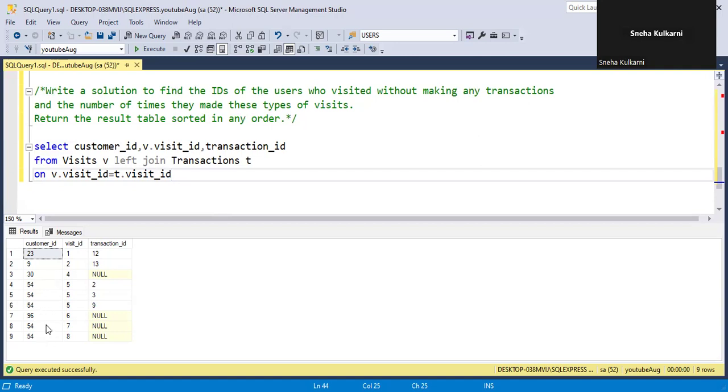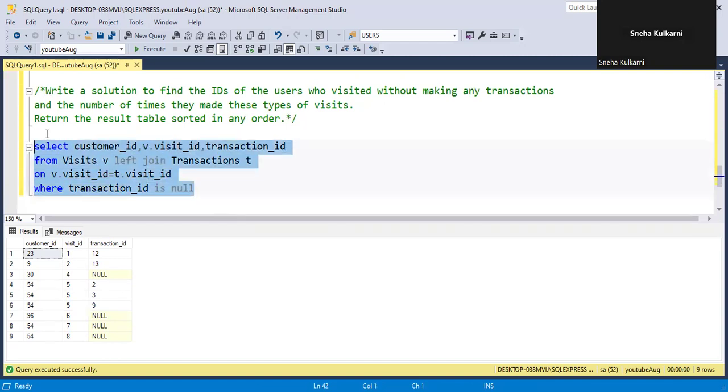Same for 54. Customer ID 54, visit ID 7 and 8, and the transaction ID is null. So customer ID 54 did not make any transactions, right? So I will put a where condition to filter out only those customers who did not make any transaction. So where transaction ID is null.